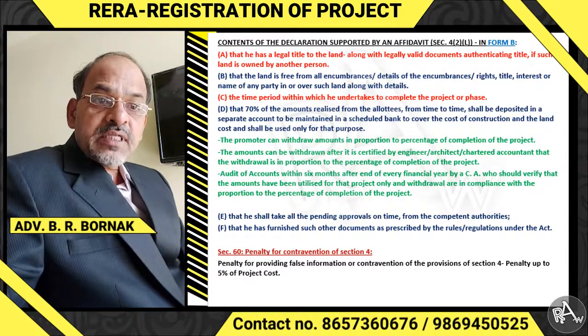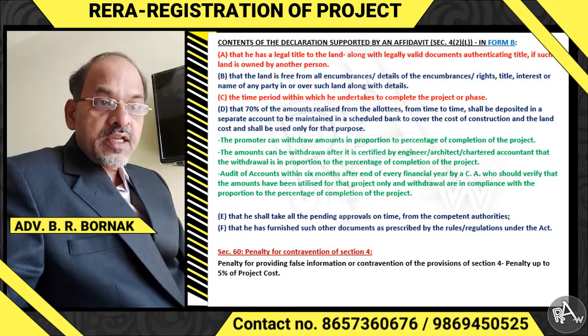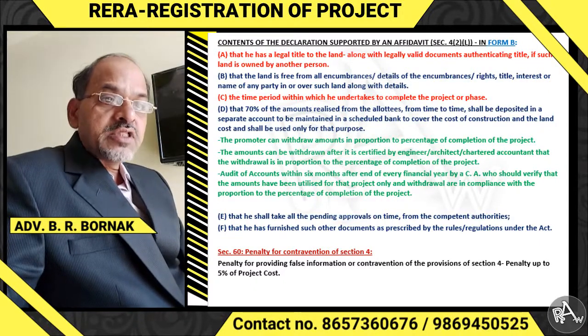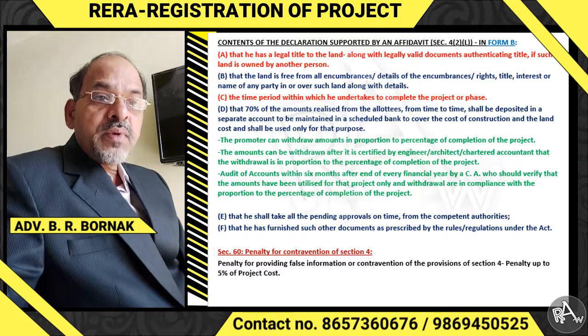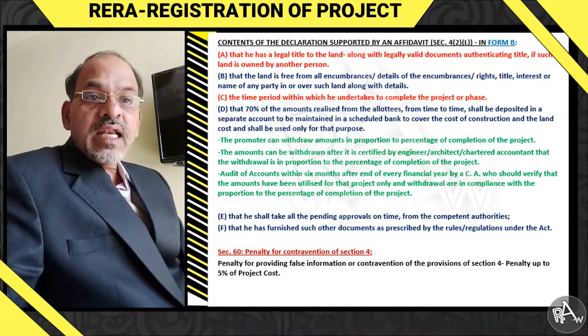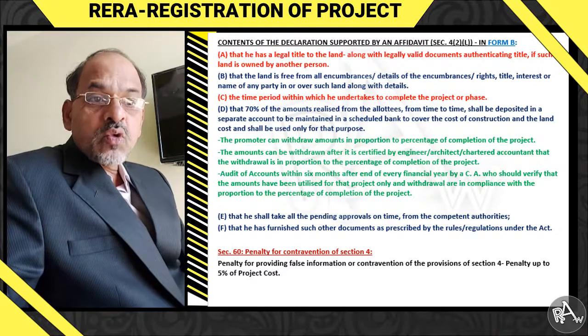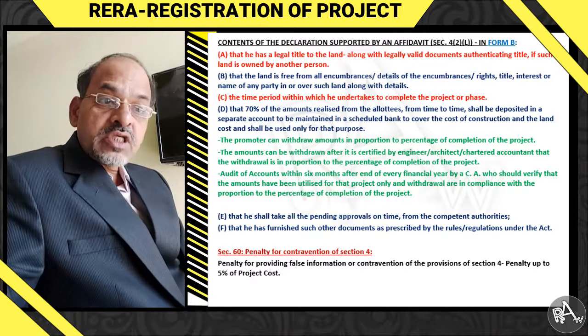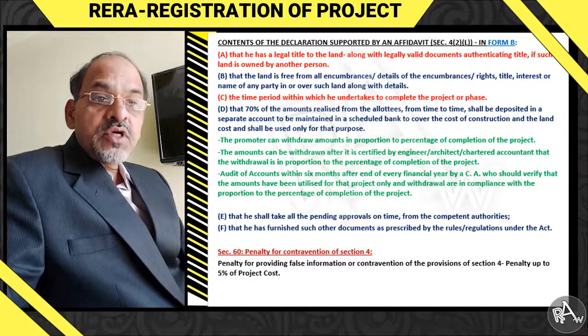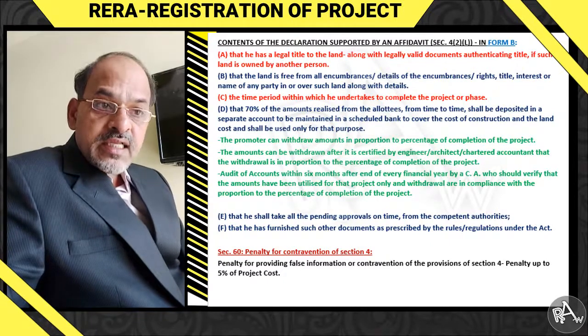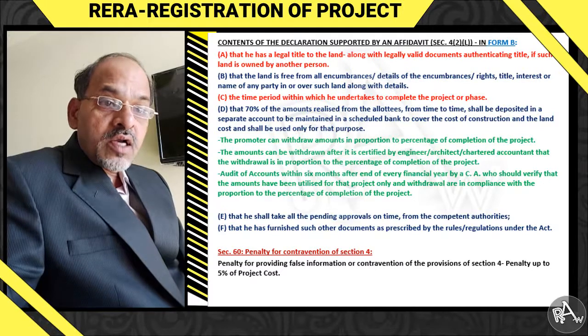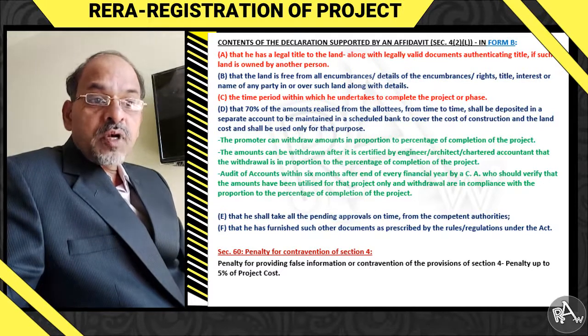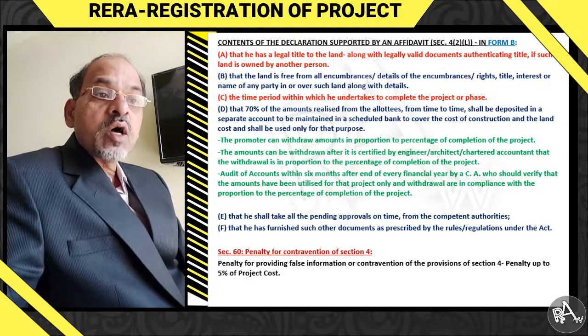Then that 70% of the amounts realized from the allottees from time to time shall be deposited in a separate account to be maintained in a scheduled bank to cover the cost of construction and the land cost, and shall be used only for that purpose. Further, the promoter can withdraw amounts in proportion to the percentage of completion of the project. The amounts can be withdrawn after it is certified by the engineer, architect and chartered accountant that the withdrawal is in proportion to the percentage of completion of the project.